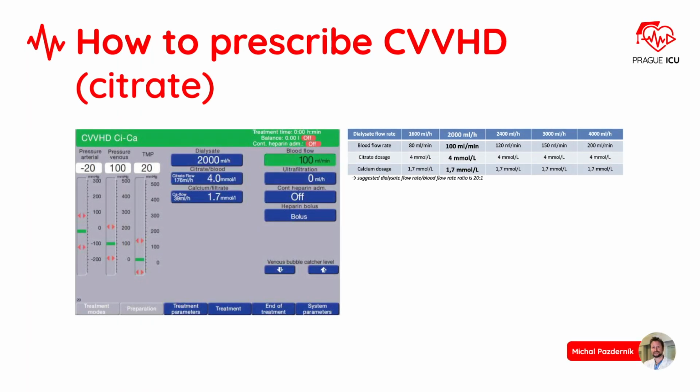So how do we prescribe citrate CVVHD, which is the most frequently used method of CRRT in ICU? In an 80 kilogram patient, we usually start with dialysate flow rate of 2000 milliliters per hour, blood flow rate 100 milliliters per minute, citrate dosage is 4 millimoles per liter, and calcium dosage is 1.5 millimoles per liter. In a patient with 100 kilograms, we usually start with 2400 milliliters per hour dialysate flow rate, 120 milliliters per minute of blood flow rate, and citrate and calcium dosage is the same.